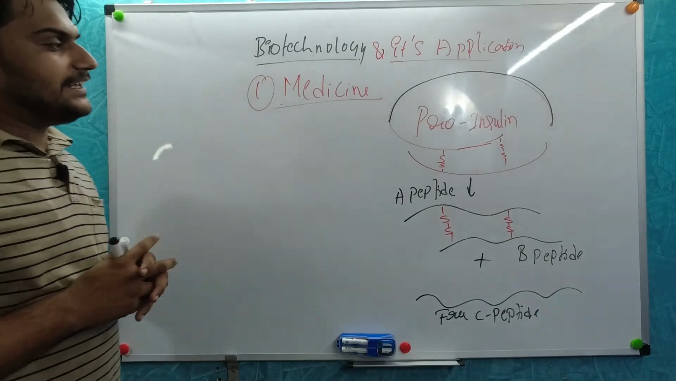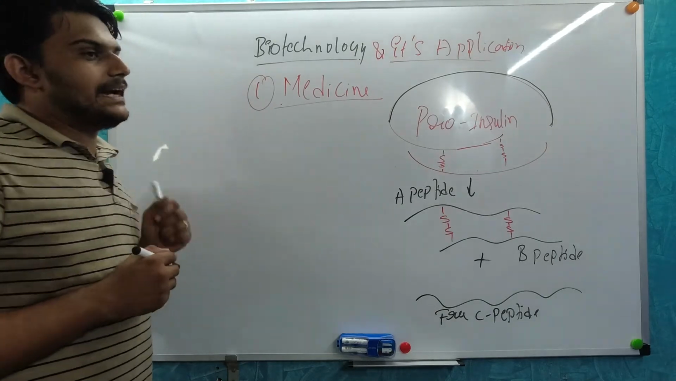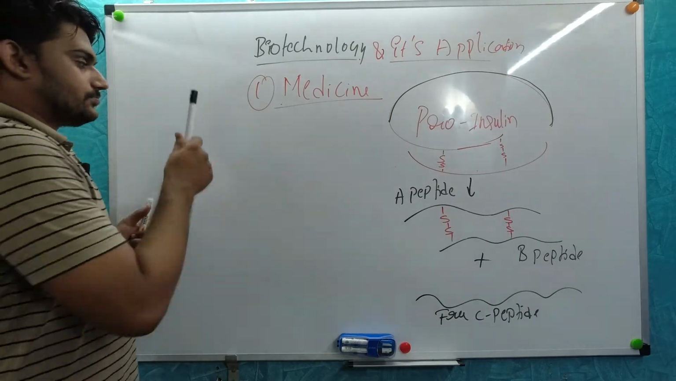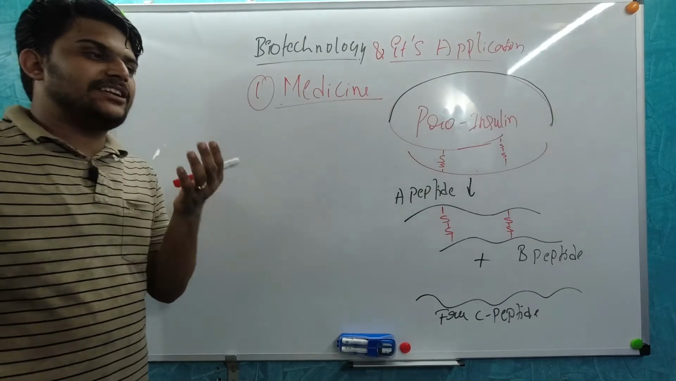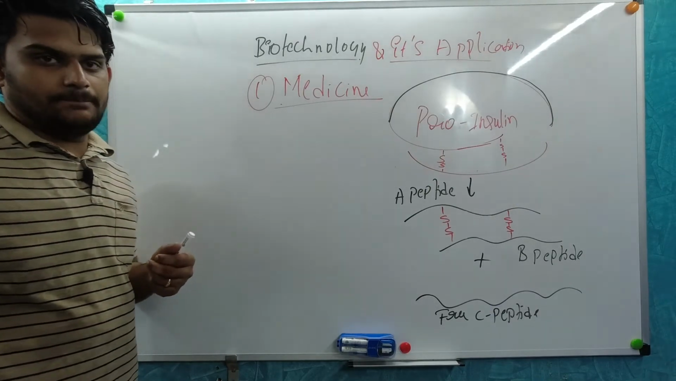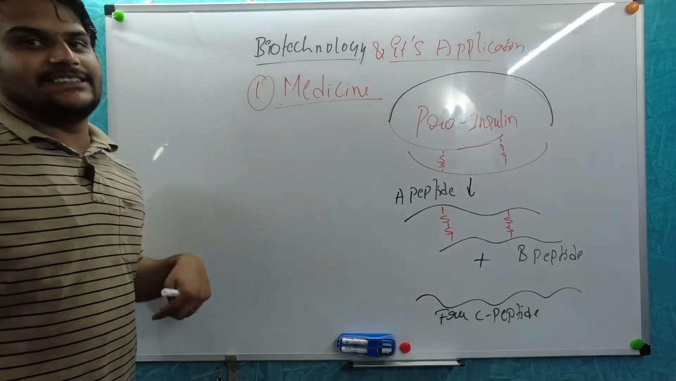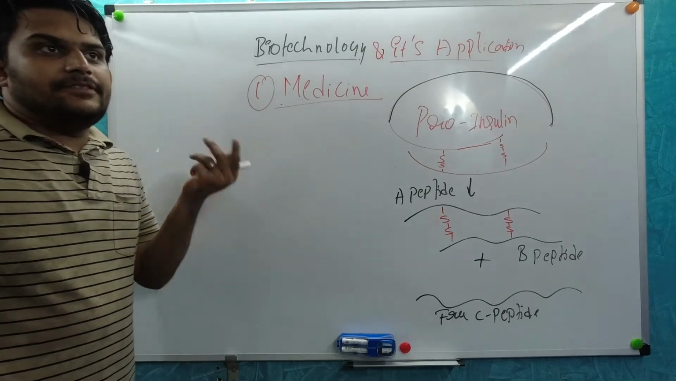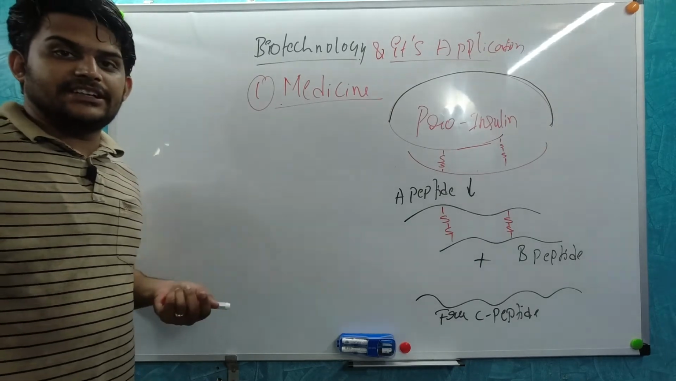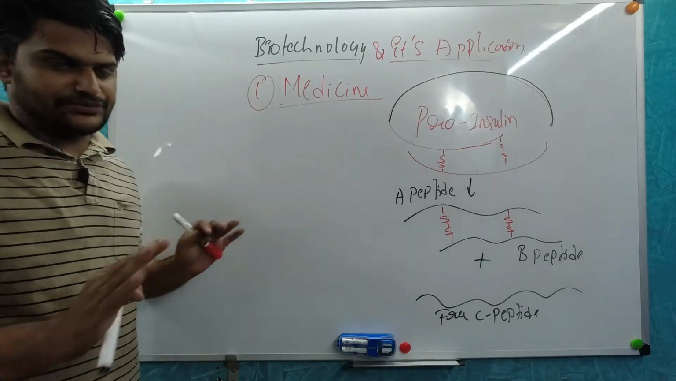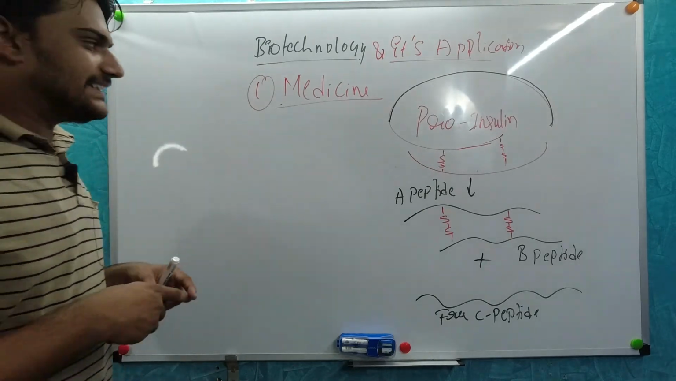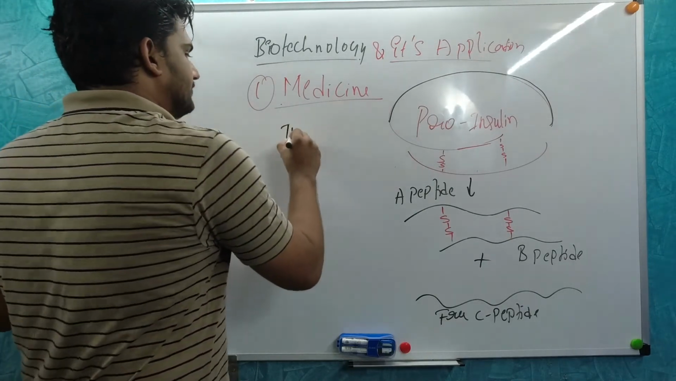So in the medicinal field, there are a lot of enzymes required for our body, and we are lacking some of them. Then we find a deficiency in our body, which will turn definitely into some diseases. For example, one example is insulin.